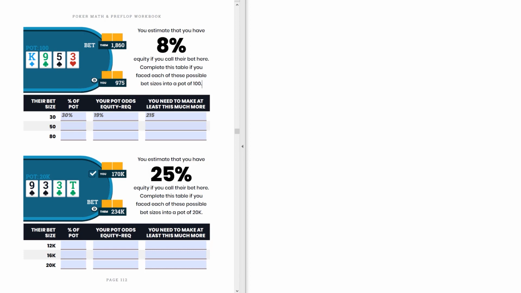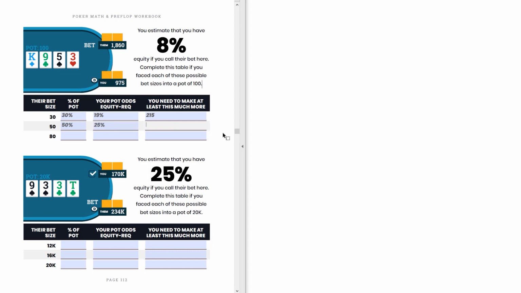All right, so we're not going to do this entire page, but let's do the next one down just to make sure we have the right process. So let's just say that they bet 50 into that $100 pot. Well, percentage of the pot would be 50%. Our equity required, we're getting exactly 3-to-1, so that would be a 25% equity requirement.